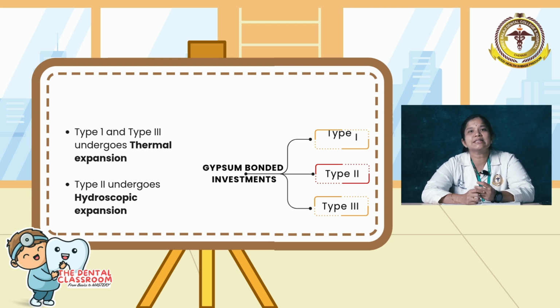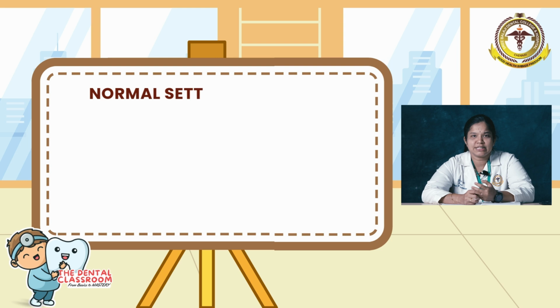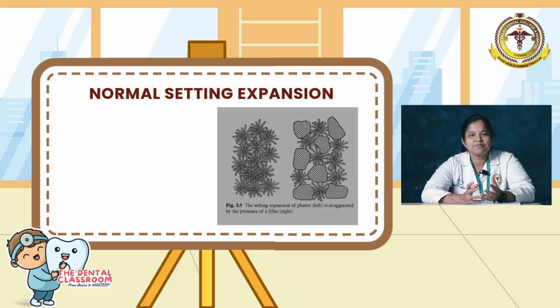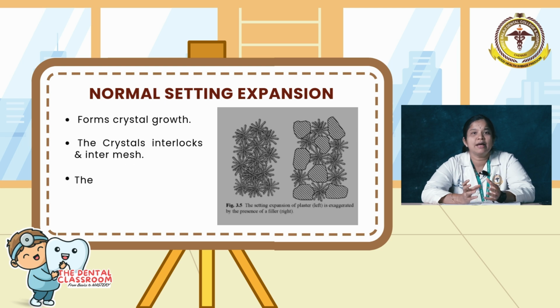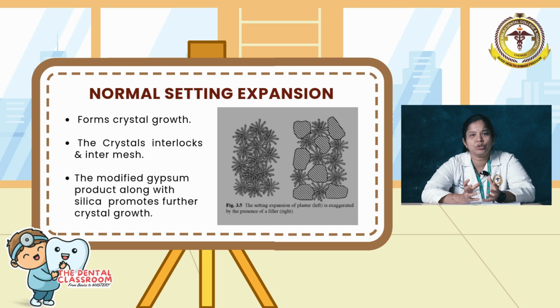So let us discuss in detail about this expansion. What is normal setting expansion? In a gypsum product, when you mix a gypsum product, it sets. It forms crystal growth.